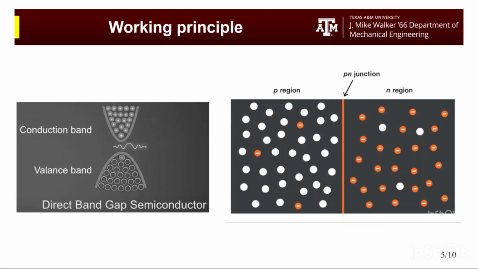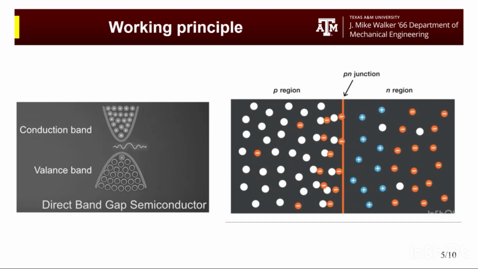Semiconductor lasers work based on stimulated emission. Usually electrons are injected into the conduction band and holes into the valence band. When electrons drop to the valence band, they emit photons. When the recombination occurs, we're going to have the emission of photons or light.